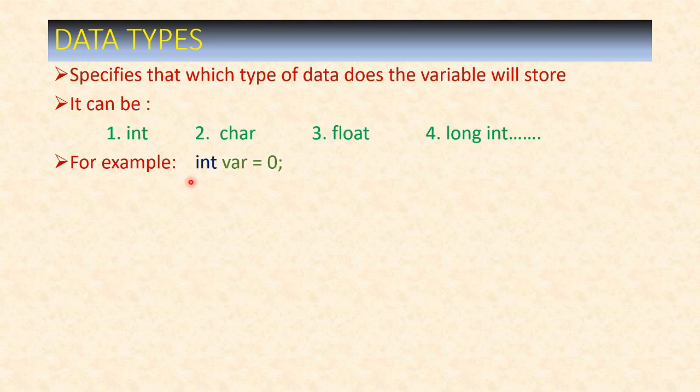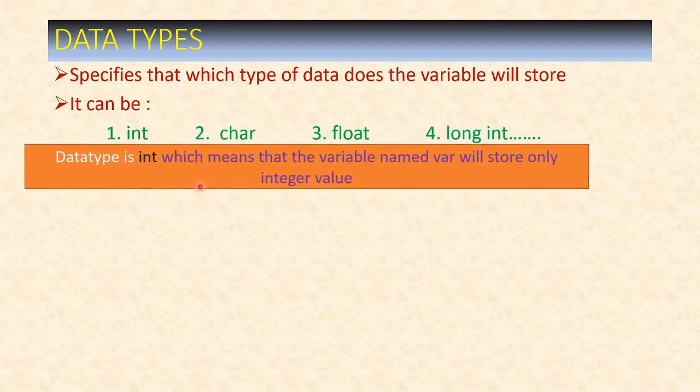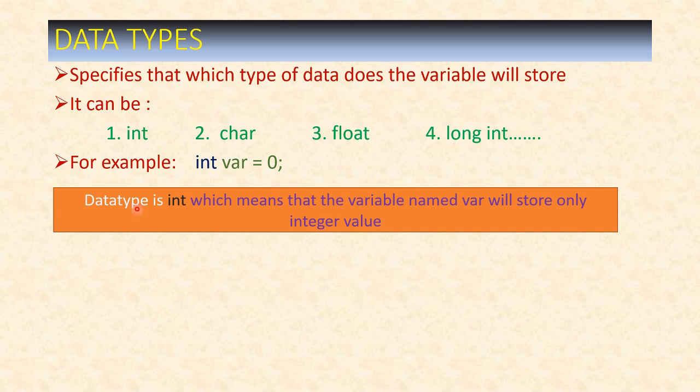Before going forward, I will take an example here. We have declared a variable along with a data type. You can see here that we have declared a variable and also initialized it, which has int data type. That means the variable named var will store only an integer value. By specifying this int, we have specified that this variable will only store an int value. It cannot store any character value, float value, or long int value. So that's why we need data types in the C language.